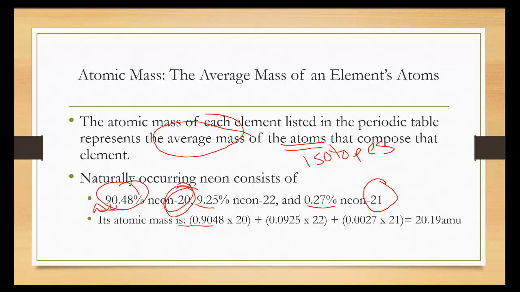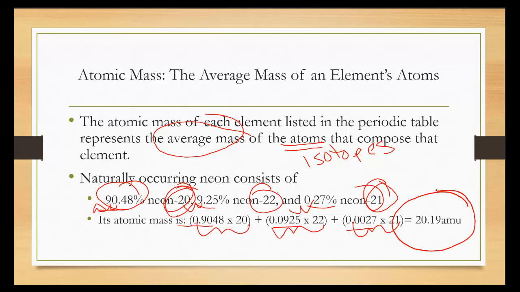I move the decimal place over twice, so 0.0925 times the mass number, or AMUs, the mass of that isotope. Move it over twice, 0.0027 times the mass of that isotope. Multiply these three numbers individually, and then add them together. And that's how you get the number on the periodic table.